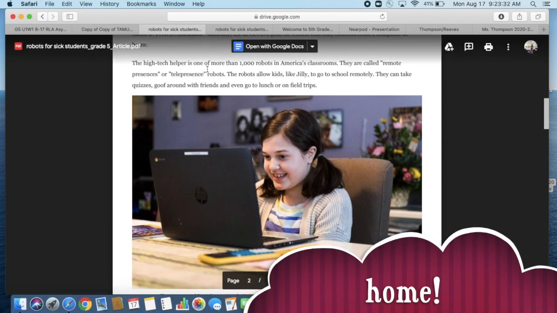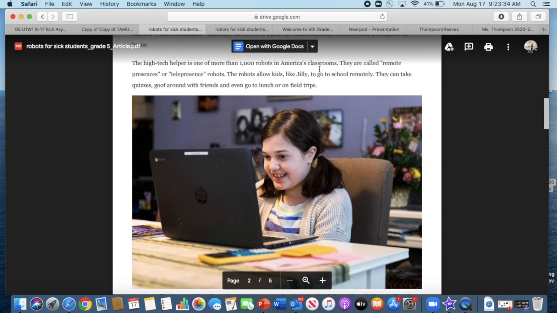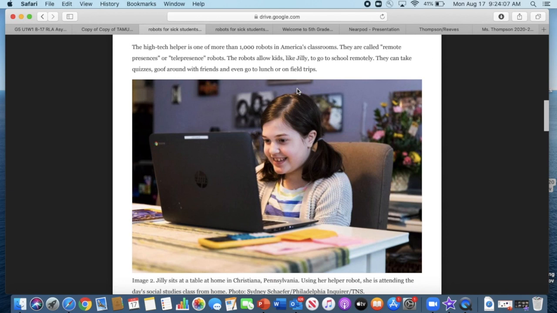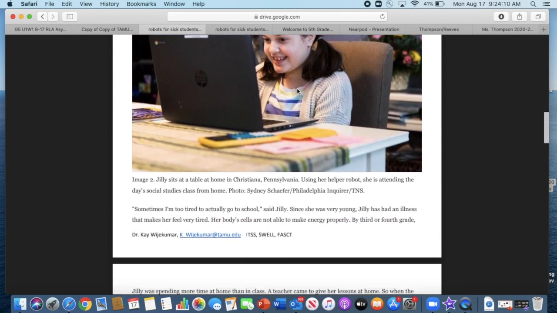The high-tech helper is one of more than 1,000 robots in America's classrooms. They are called remote presences or telepresence robots. Interesting. The robots allow kids like Jilly to go to school remotely. Now remember, remotely was one of our vocabulary words. So what does that mean? Are we talking about a remote control? Or are we talking about maybe just going to school from a distance? They can take quizzes, goof around with friends, and even go to lunch or on field trips. So this solution sounds really awesome.